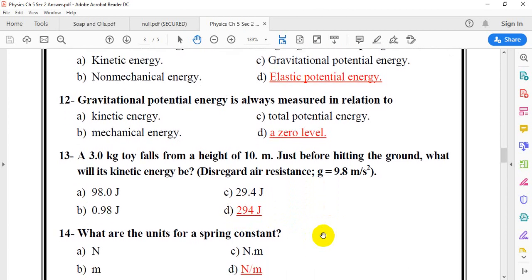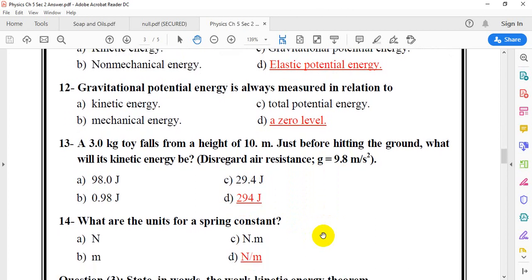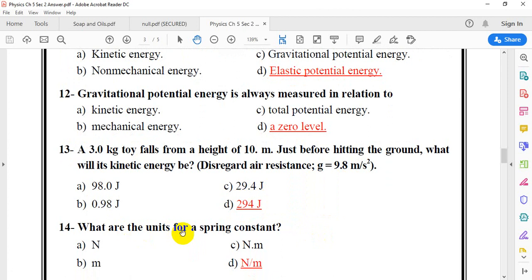And the last one, what are the units for a spring constant? K. Spring constant is measured in newtons per meter.